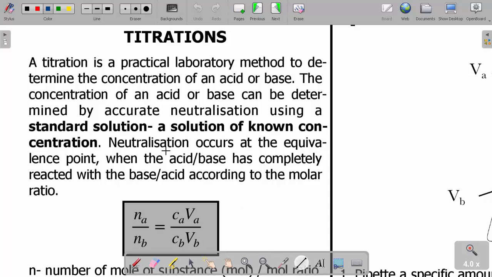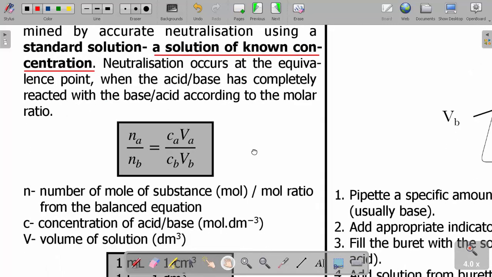So in your test, if they ask you to define a standard solution, you tell them it is a solution of known concentration. And then neutralization occurs at the equivalence point when the acid or base has completely reacted with the base or acid according to the molar ratio. That is to say, this formula is very important in our calculations. We're going to see the examples.